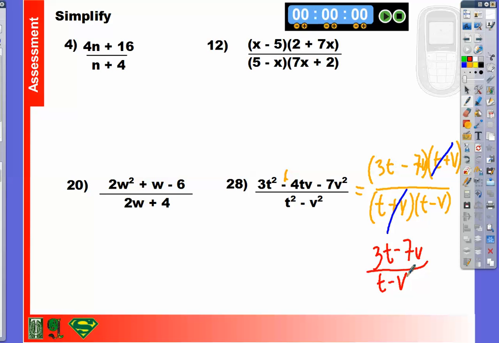What can t and v not be? Well, they cannot be equal to each other. And they cannot be opposites either. Okay? All right. So that is all 4 problems.